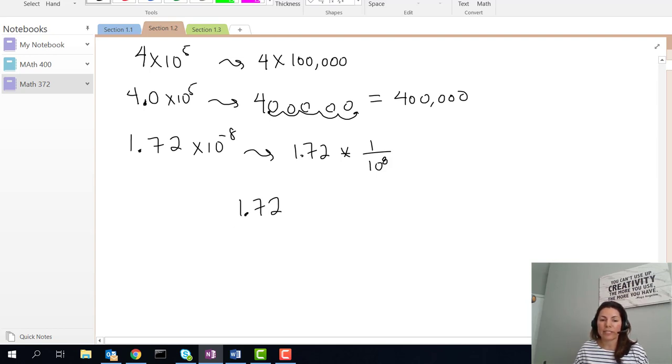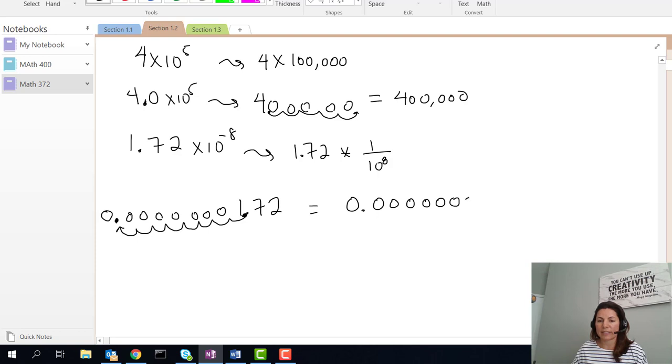We're going to move the decimal place to the left 8 times. So 1, 2, 3, 4, 5, 6, 7, 8. So that's where your decimal place is going to go. We can add a zero placeholder. So 1, 2, 3, 4, 5, 6. We end up adding 7 zeros, but that's because the eighth place is taken up by the 1 there. So our final answer will be 1, 2, 3, 4, 5, 6, 7 zeros, and then 172. So that will be what 1.72 times 10 to the minus 8 is. So that's the final answer for that.